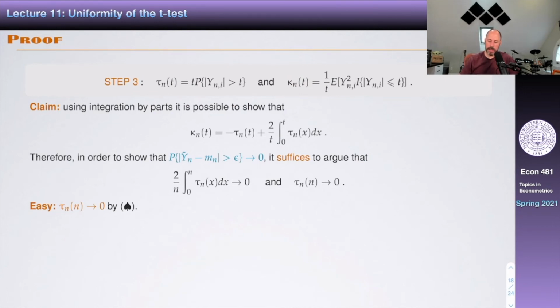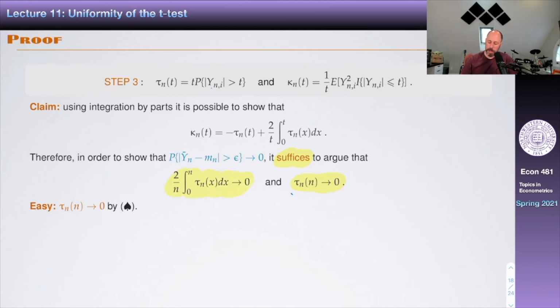Remember, this is tau and this is kappa. So the claim is that using integration by parts, you can show that this kappa function is negative tau t plus 2 over t integral from 0 to t of tau x dx, okay? This step, I'm going to skip. You believe me? So therefore, in order to show that the probability of y bar n minus m converges to 0, it is sufficient to show two things. Since this guy is less than or equal to kappa plus tau, then we need to show that tau goes to 0. And remember, here kappa is just tau, so tau goes to 0 plus this integral. So the other piece would be to show that this integral goes to 0.